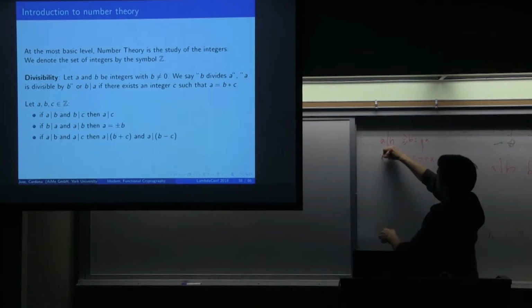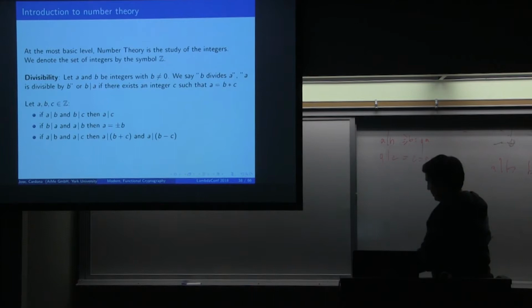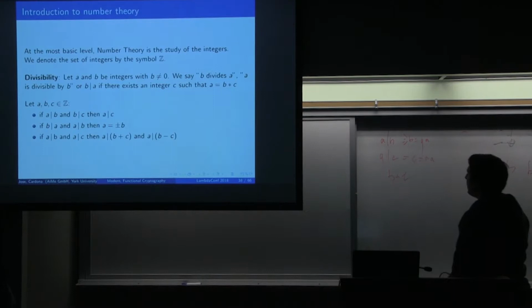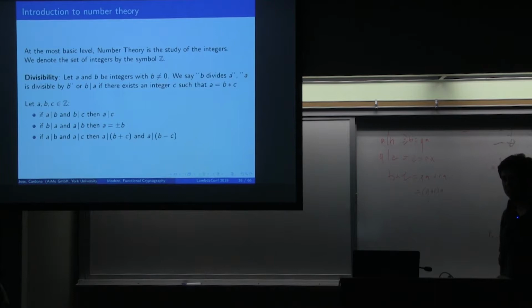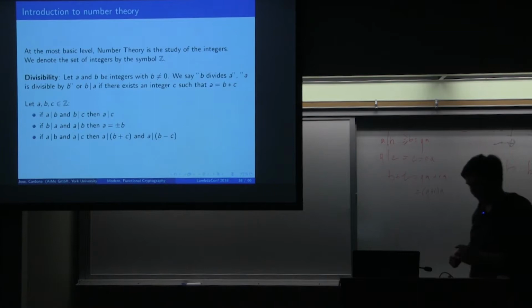Now let's look at B plus C. This is really funny. Let's rewrite it in terms of this thing. B plus C is QA plus RA. Let's group them together: Q plus R times A. This is clearly some integer quotient. Therefore, that's the proof. That's it. Super simple mathematics, but really powerful, as you will see later.